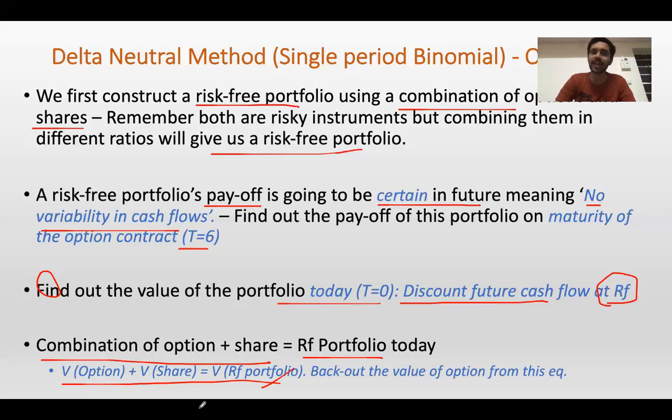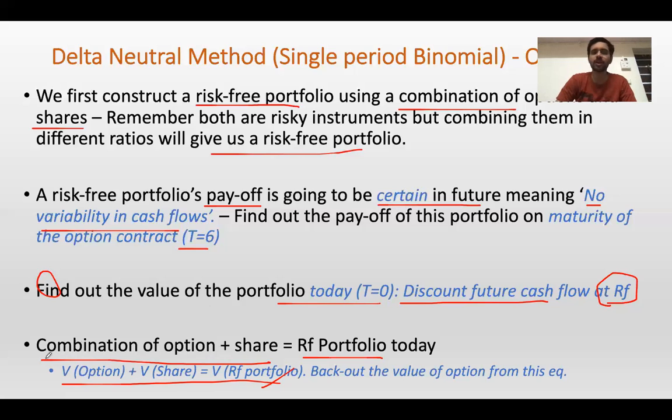The cash flow that you're going to get from this combination, or the risk-free portfolio, is certain. There's going to be no variability. And then you find out the value of the portfolio today. The value of the portfolio today is normal discounting, what you do in equity valuation and bond valuation. Value of the portfolio today is calculated as the present value of the future payoff. The future payoff here is a certain payoff, and that is why while calculating the present value, you don't add any risk premium, you discount it using the risk-free rate.